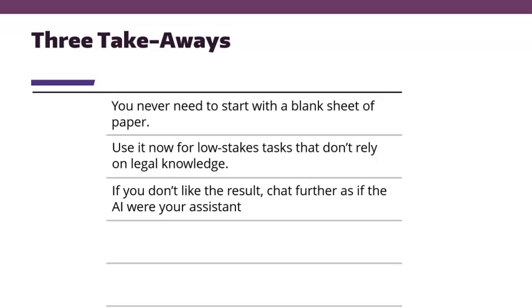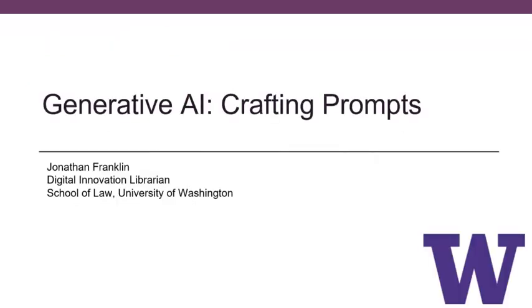And finally, if you don't like the result that you get, chat further as if it were an assistant. We're going to talk more about prompt engineering in the next session, but if you don't like a result because it's too brief, say, please expand this to 500 words and see what it comes up with. And then maybe you go in and tighten it up to 250 or whatever the case may be. But don't think, oh, this is all I can get, because that is never the case. Prompts are the key to getting what you want. We'll talk more about that in the next session, which is crafting prompts.